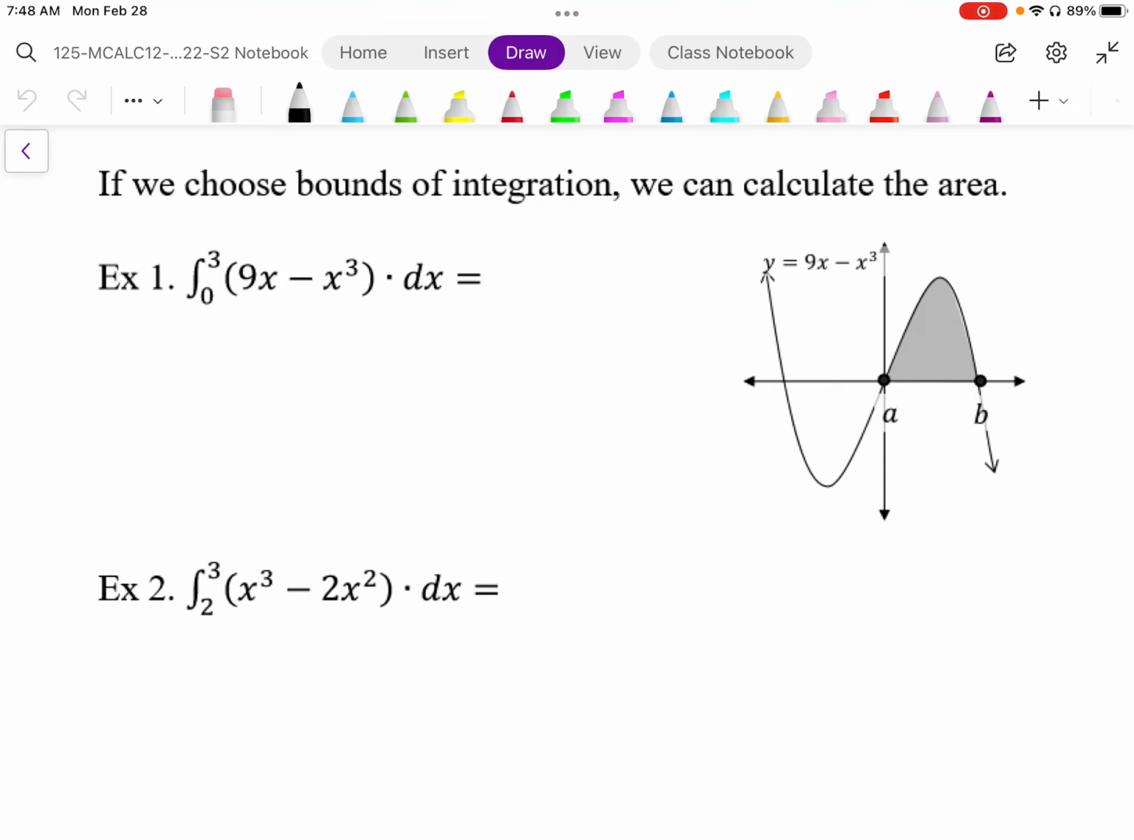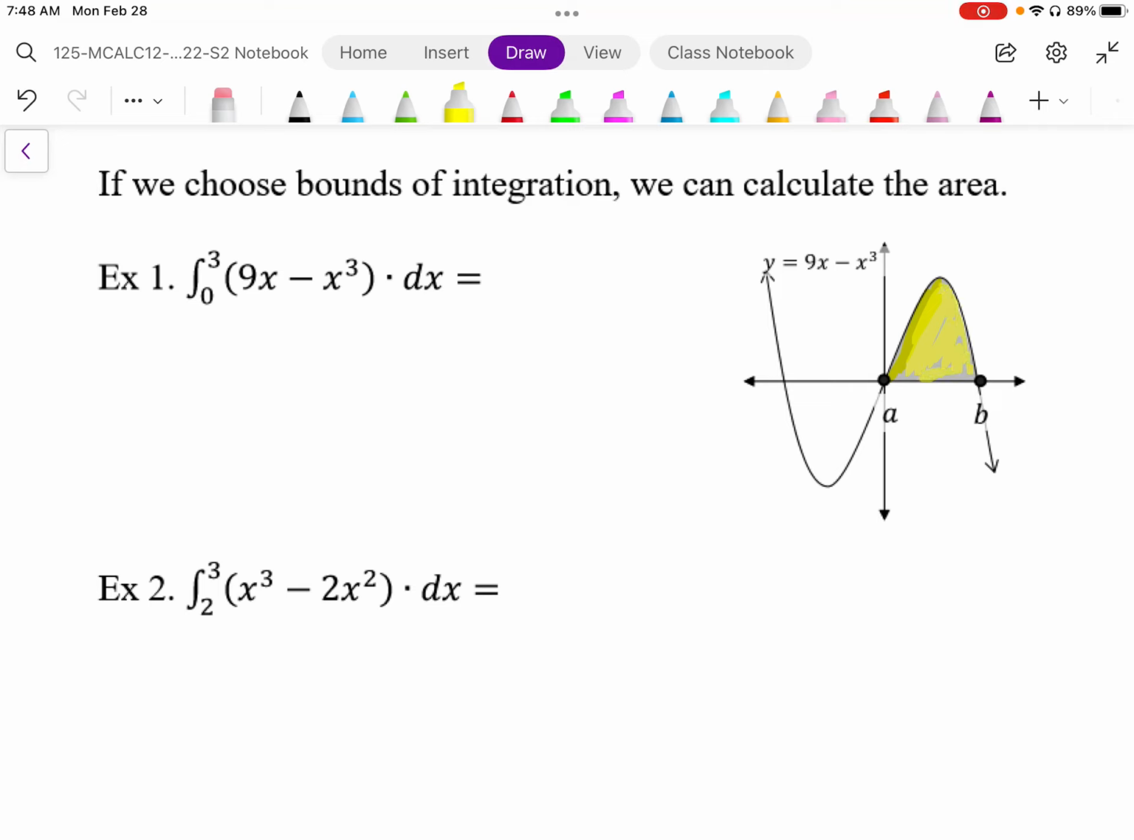So here we have the curve 9x minus x cubed. It's a cubic function, and we want to find the area between 0 and 3. That area that we've shaded in here is the area that we're looking for. We want this area in here.